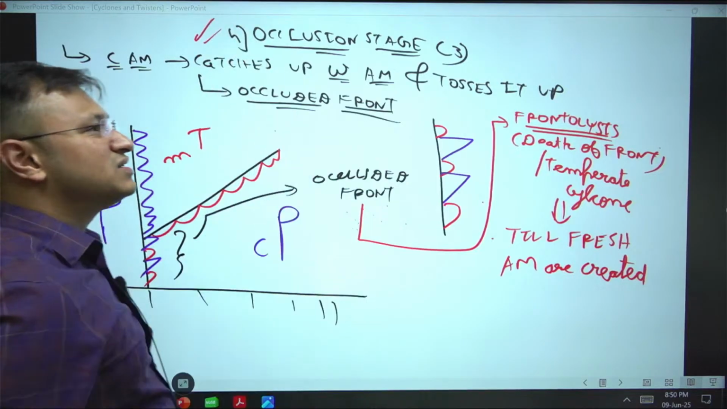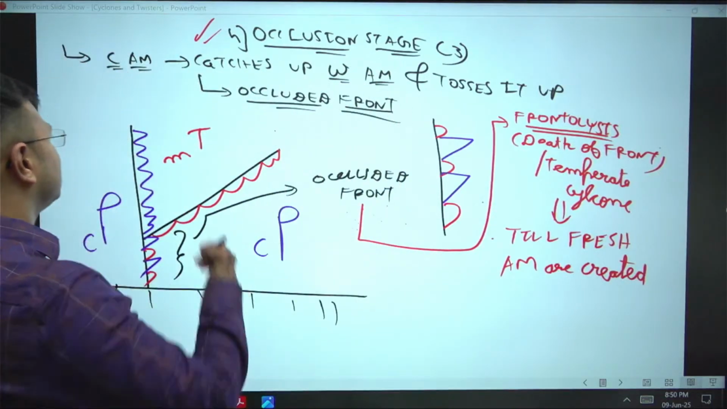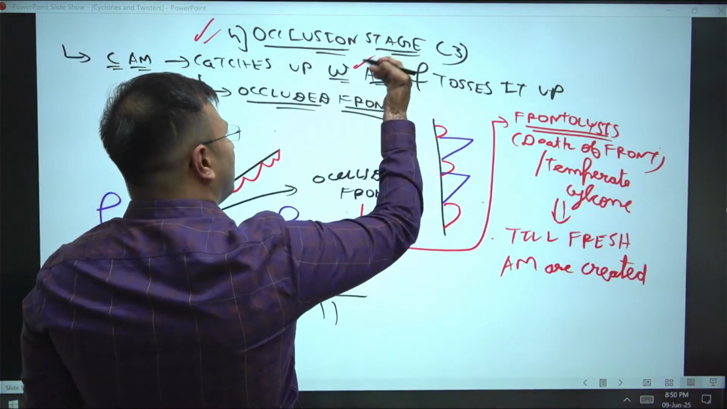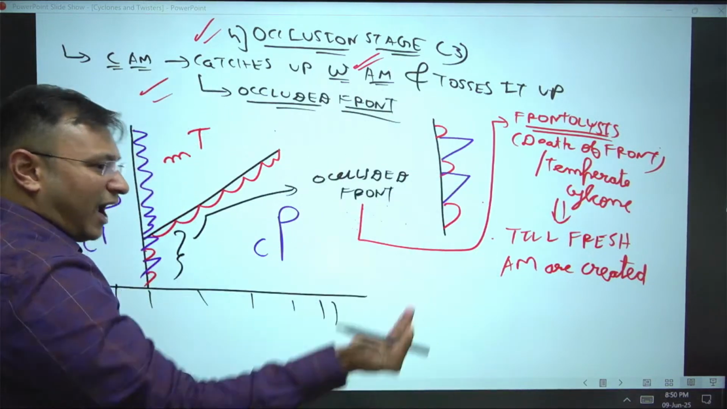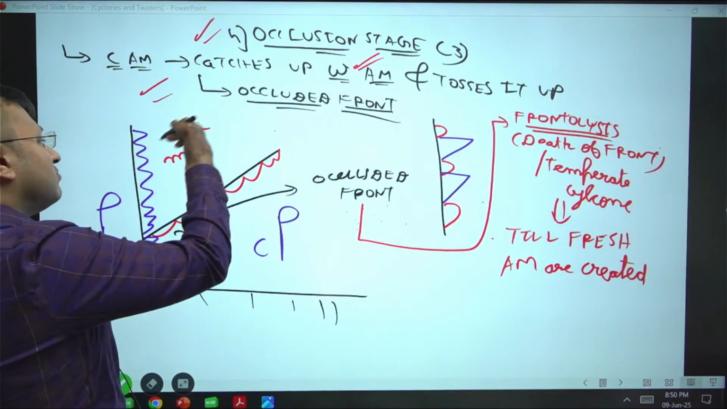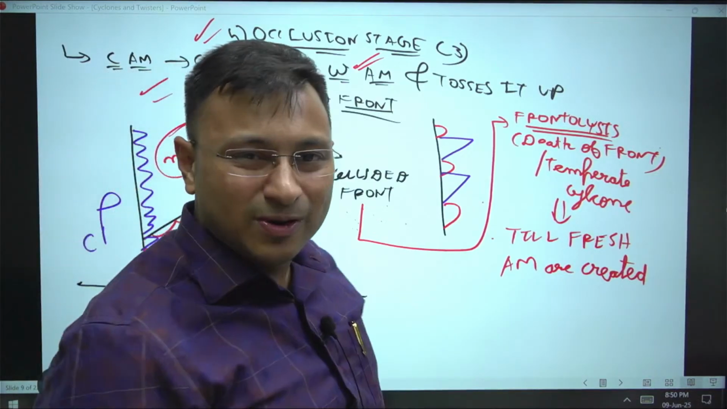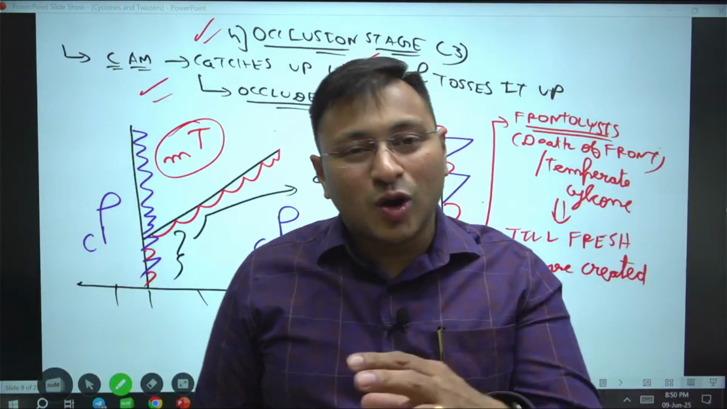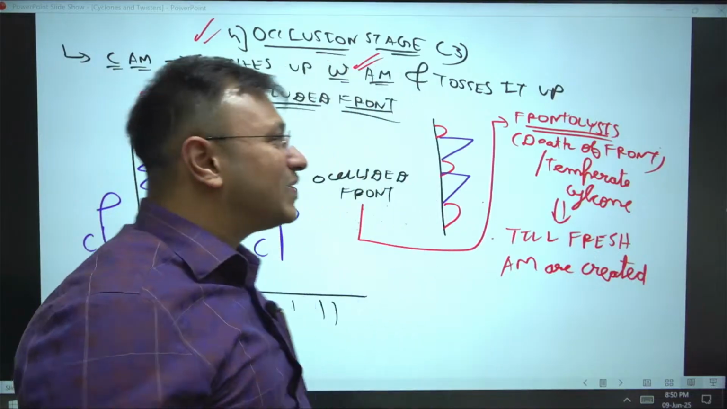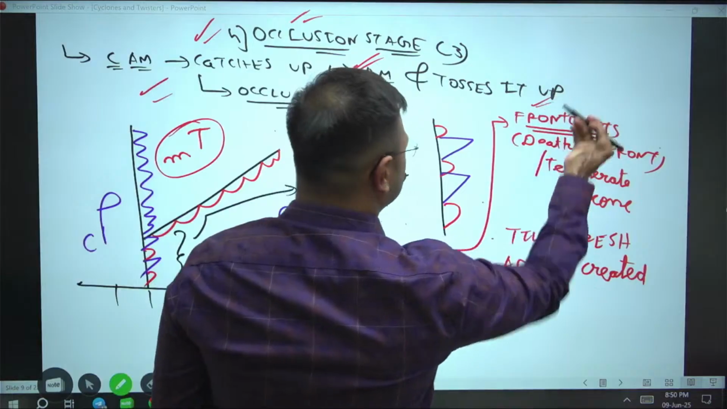What happens in the last stage? The last stage is referred to as the occlusion stage. Occlusion stage in the sense that the cold air mass from behind has caught the warm front ahead and has tossed it up. As soon as the warm sector is completely tossed up, the front is no longer in contact with the ground. As the front is no longer in contact with the ground, there will be no frontal interaction. That is why this stage is referred to as the occlusion stage or frontolysis.